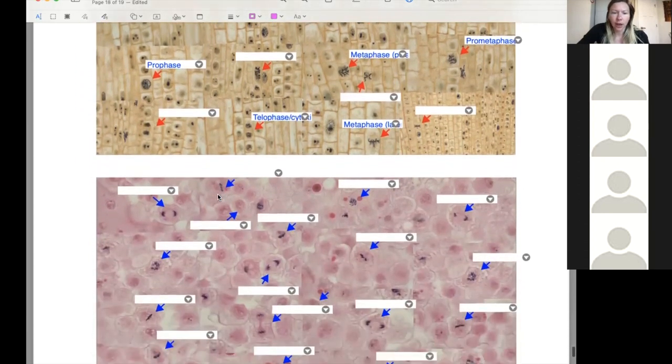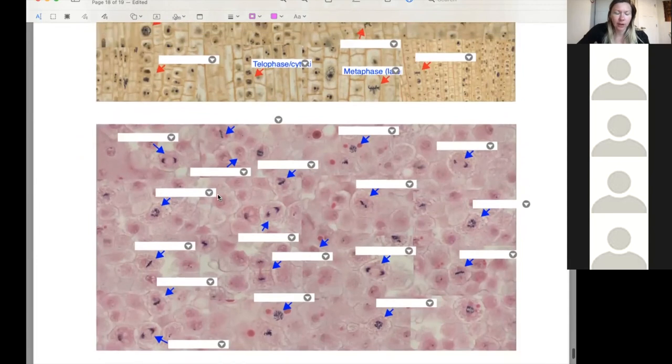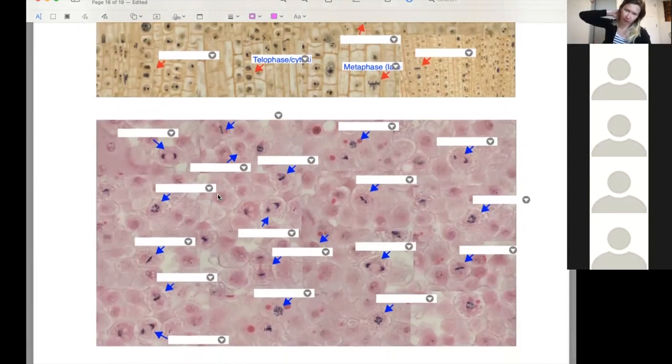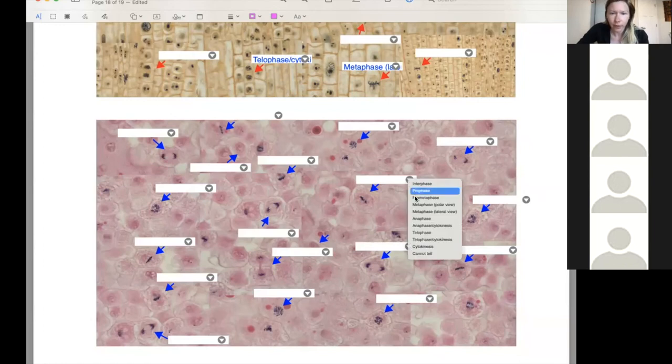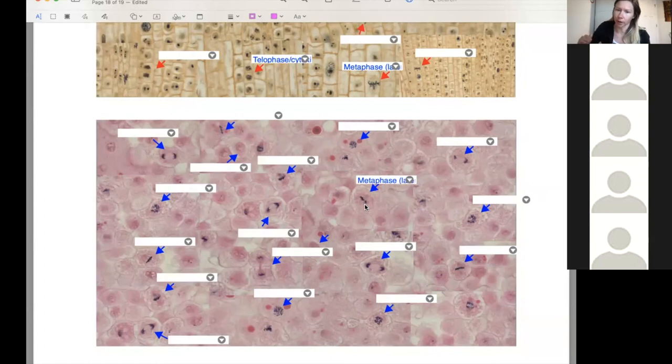All right, let's look at the whitefish blastula. These can be a little bit trickier because the features are just more faint, so they can be harder to distinguish. So let's start with this cell here. Metaphase. Metaphase, yeah, and that's going to be a lateral view because we see everything's just lined up on that metaphase plate.